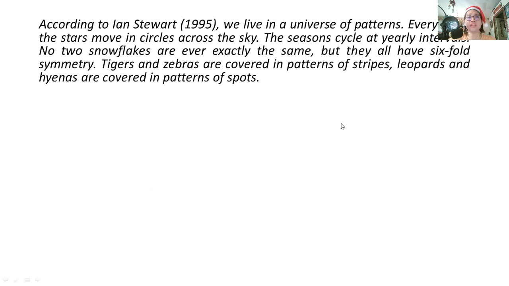According to Ian Stewart in 1995, we live in a universe of patterns. Every night, the stars move in circles across the sky. The seasons cycle at yearly intervals. No two snowflakes are ever exactly the same, correct? But they all have six-fold symmetry. Tigers and zebras are covered in patterns of stripes. Leopards and hyenas are covered in patterns of spots. So it's really true that we live in a universe of patterns.